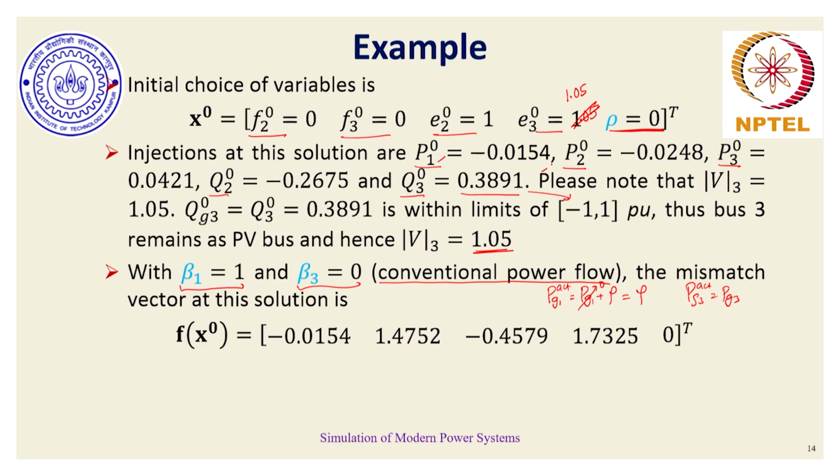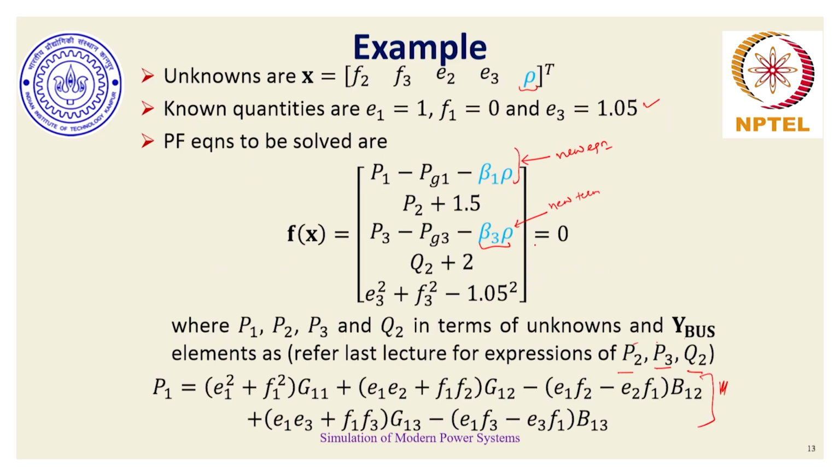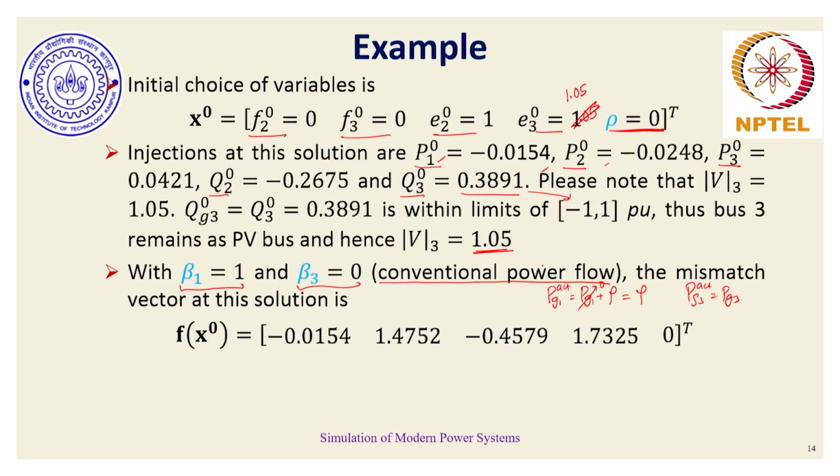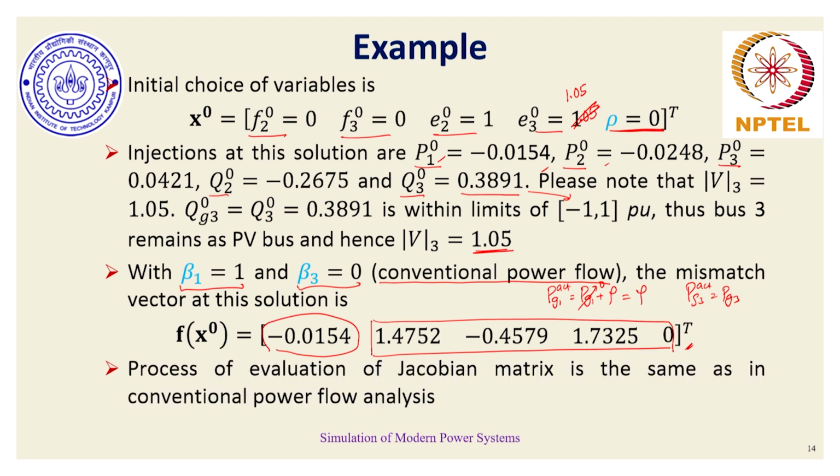Given these injection expressions, if I use the form of f of x given here, I can find the initial value of f of x. I have this as my additional term. The other 4 terms, n terms, they are the same as we saw in rectangular coordinate Newton-Raphson power flow. The process of evaluation of Jacobian matrix, the philosophy remains the same.